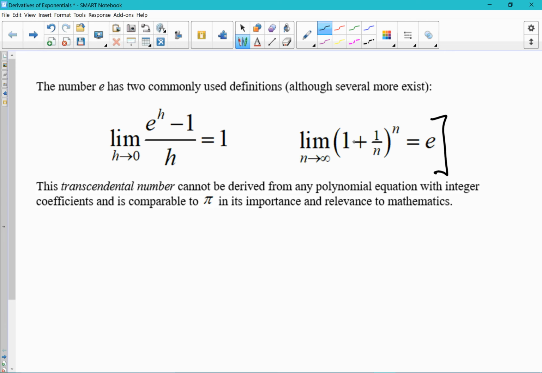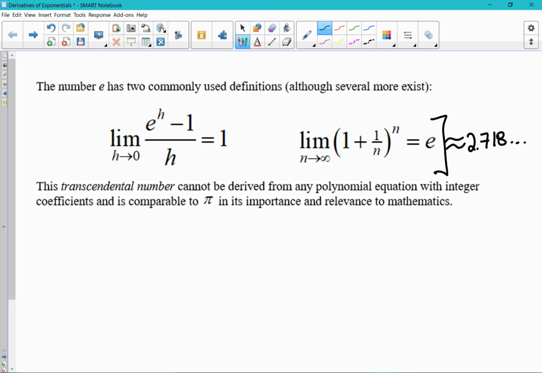So if I have 100% of something plus a little bit more, and that little bit more is 1 over n, what if you partition those little bit mores so that they become infinitely small and you do it infinitely many times? It always comes out to be the number e, which is really interesting. Remember, e is about 2.718. And like pi, it's transcendental. It keeps going on and on.